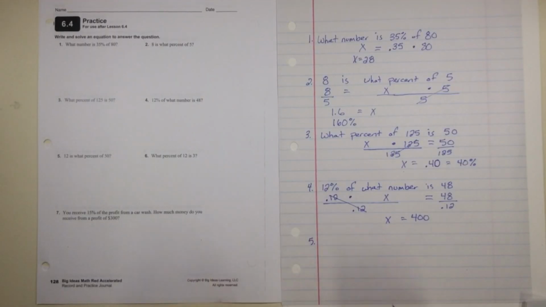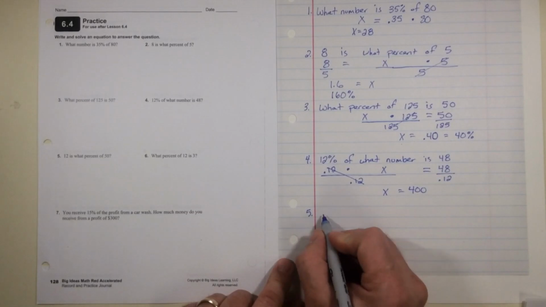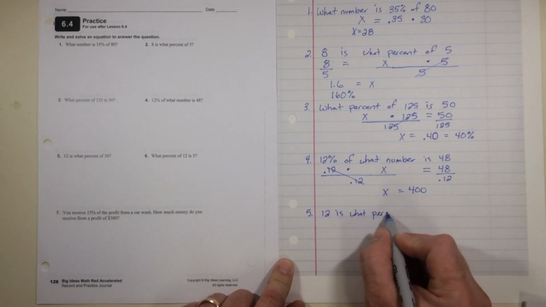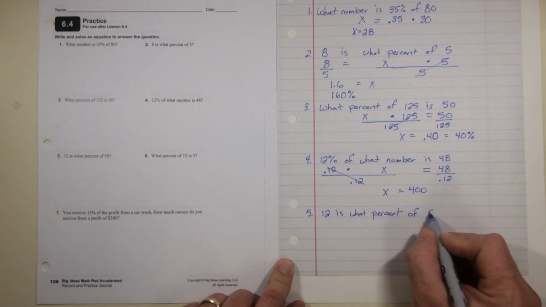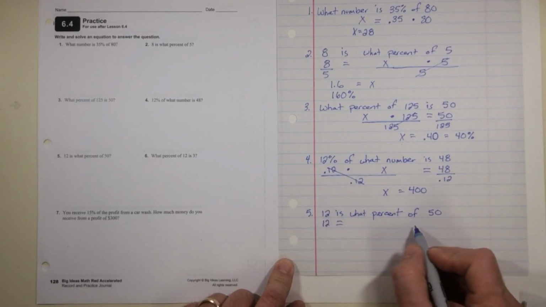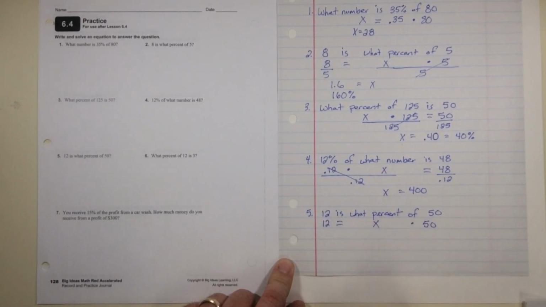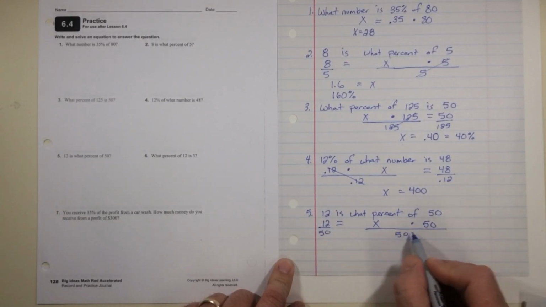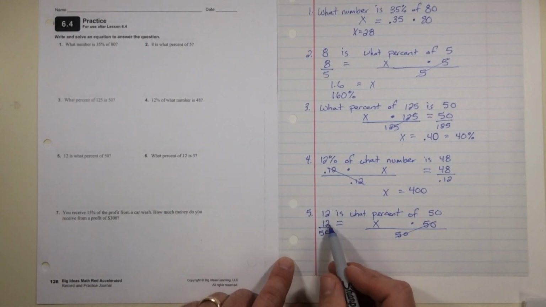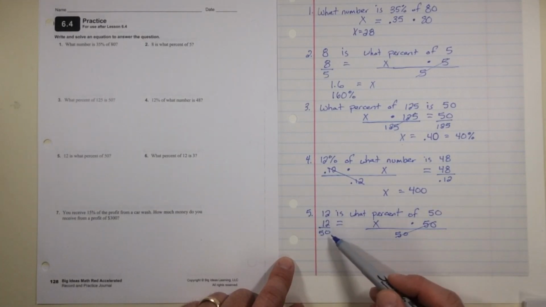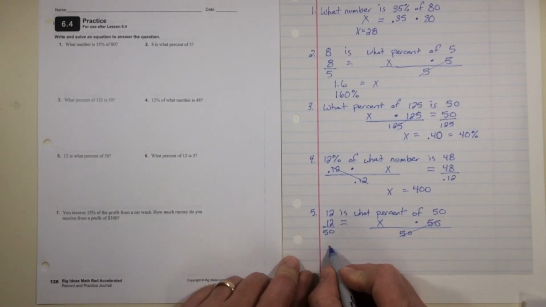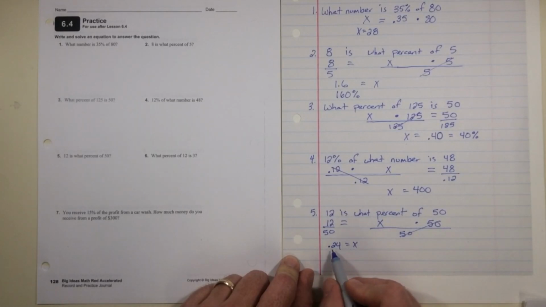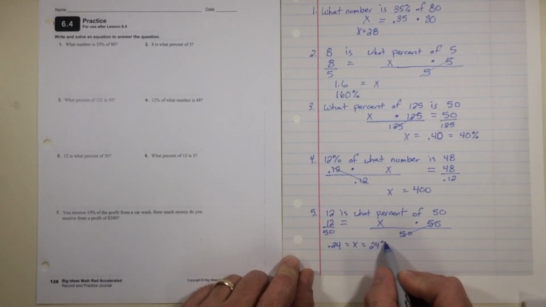Number 5, we'll squeeze number 5 in down here. 12 is what percent of 50? We start filling these things in. Divide both sides by 50. I know if I multiply top and bottom by 2, I get 24 over 100, which is 24 hundredths, which is 0.24. But I want it in percent form, so I have to move that 2 places, which would be 24%.